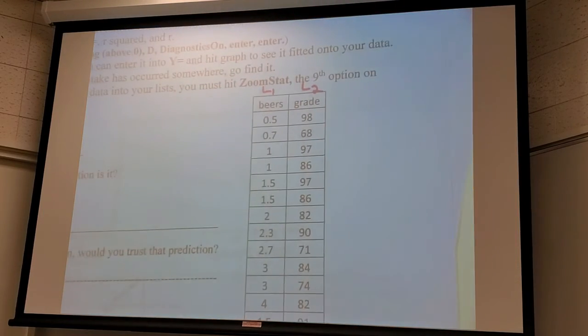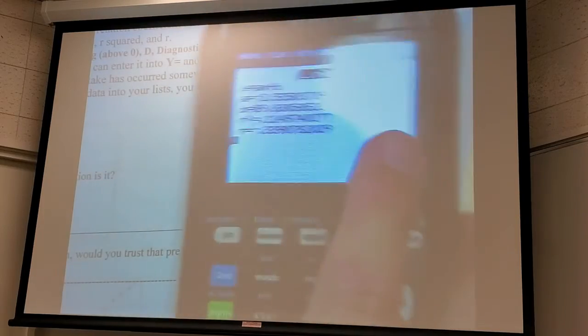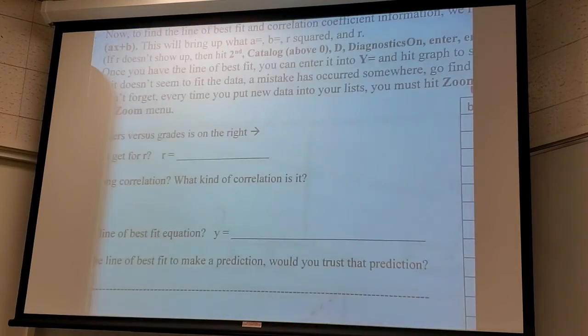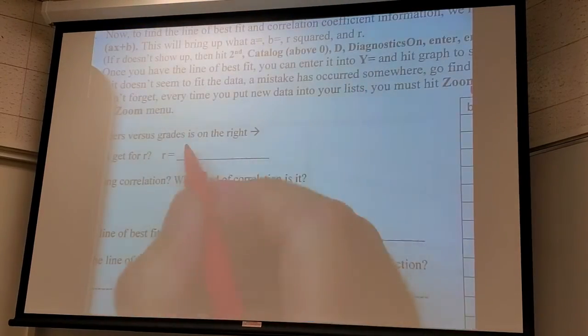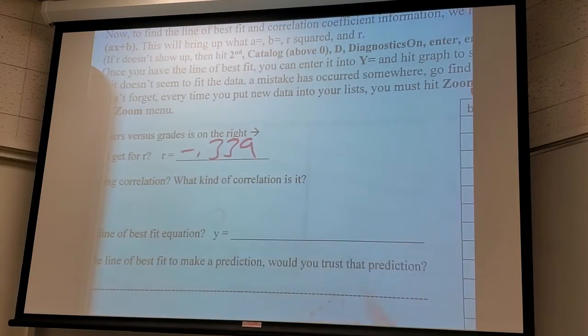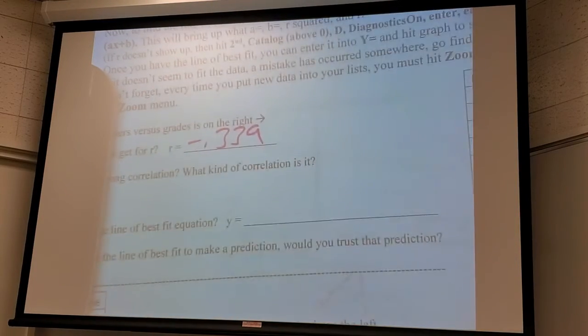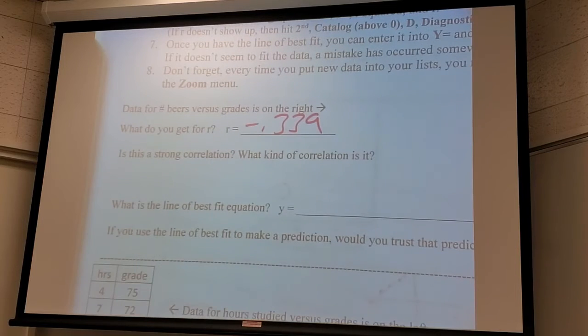Sorry. R is negative 0.339. How do you feel about that? Do you think it's a strong correlation? No. We're going to get a little more formal about this, but for right now, just looking at this, it's definitely not a strong correlation.